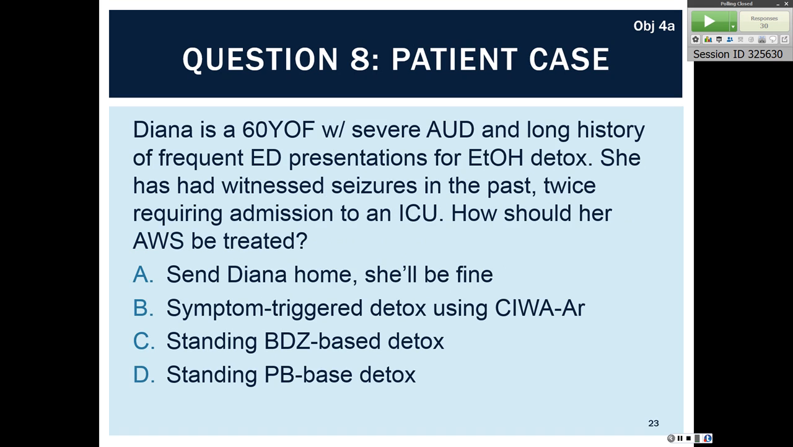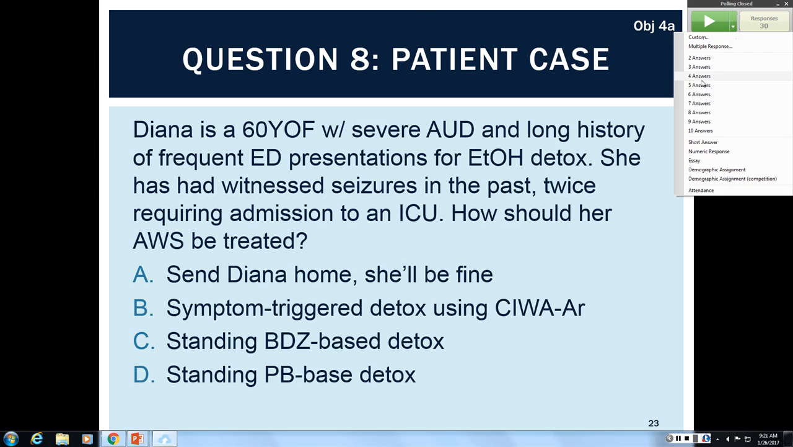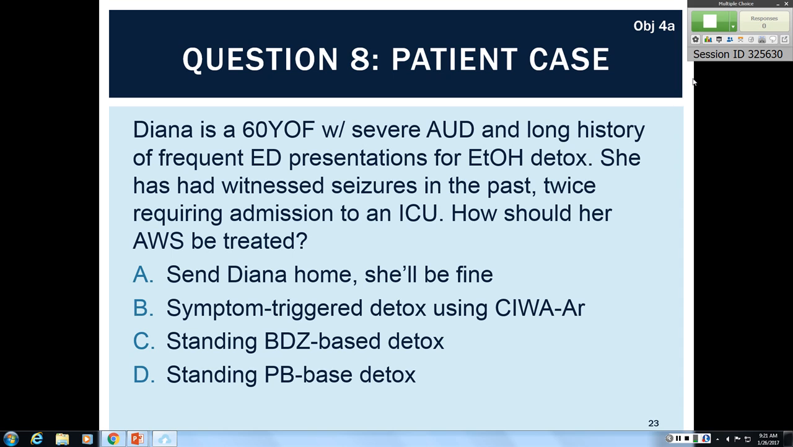Another case. Diana is a 60-year-old female with severe alcohol use disorder and a long history of frequent ED presentations for alcohol detox. She has had witnessed seizures in the past, twice requiring admission to an ICU. How should her alcohol withdrawal syndrome be treated? Send her home, she'll be fine. Symptom-triggered detox, standing benzo-based detox, or standing phenobarb-based detox.